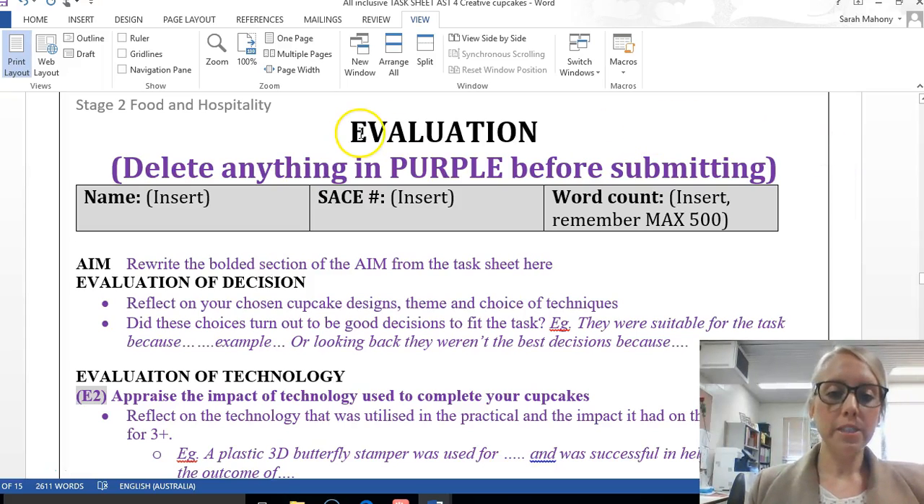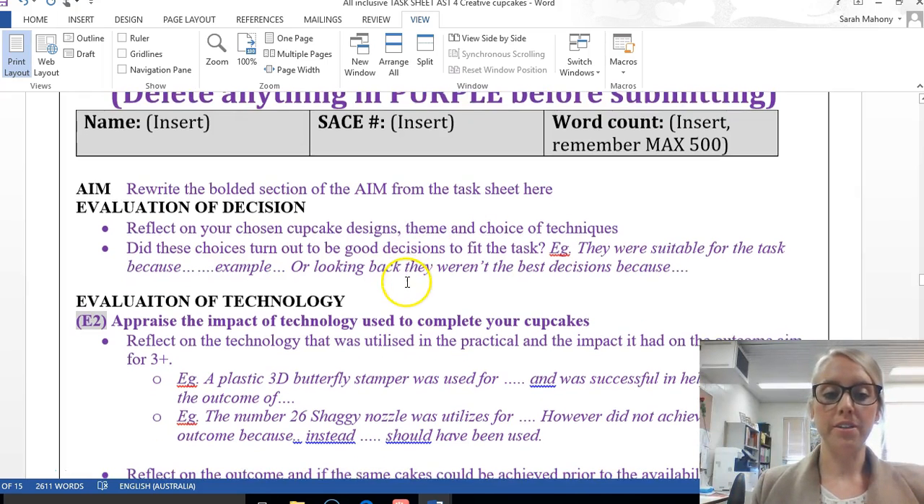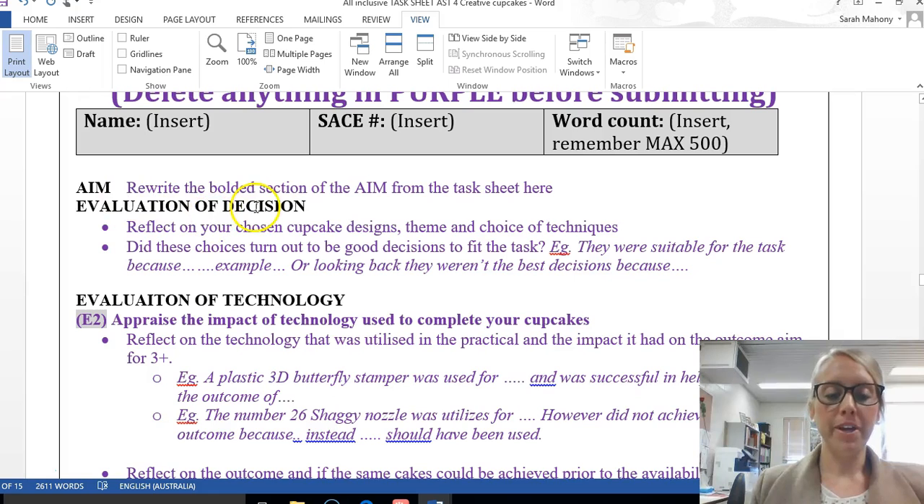Hey, Year 12, so I'm going to explain the evaluation of your Creative Cupcakes task. So you just need to rewrite the aim here. If you're struggling with the word count, put it in italics and in grey if you don't want it to be included. First, you need to evaluate your decision.